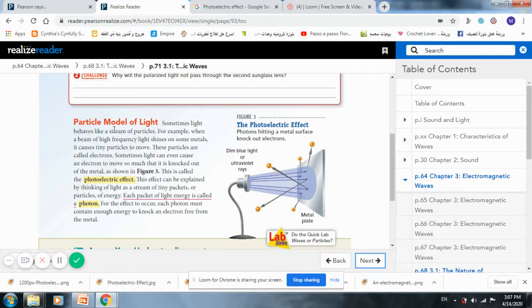The second model is the particle model of light. Now let's talk about this particle model of light. This is about the photoelectric effect. What's the meaning of the photoelectric effect in language? I'm not going to explain it scientifically first. First, I'm going to explain it in language. Photo means light. Electric means what? Means electricity. Okay, effect. Now, that means we have the photoelectric effect: light that affects the particles electrically.